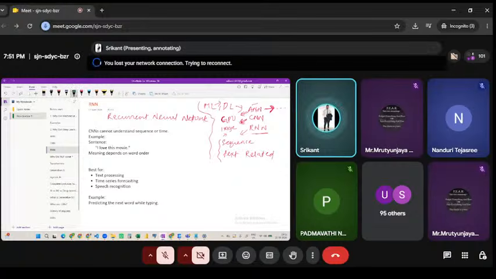So CNN cannot understand sequence or time. Text related or sequence related data cannot be understood. Suppose I ask what is machine learning. It cannot predict anything, because in CNN we can implement only image related data. So when we have sequence related or text related data, suppose I ask a long text like what is health, how can it be predicted? That is why RNN came.